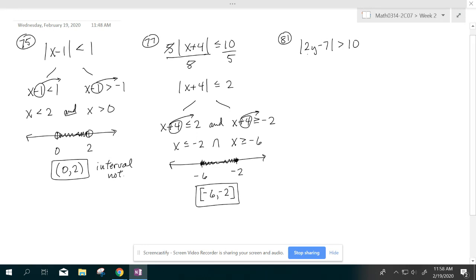Is positive stuff greater than 10? There's a lot of positive stuff greater than 10, right? That is true, so we're going to split it in two. 2y minus 7 greater than 10. Is this going to be an and or an or? Ah, this is an or. Everybody see why it's an or? Because this time it's greater than. 2y minus 7 is also less than -10.